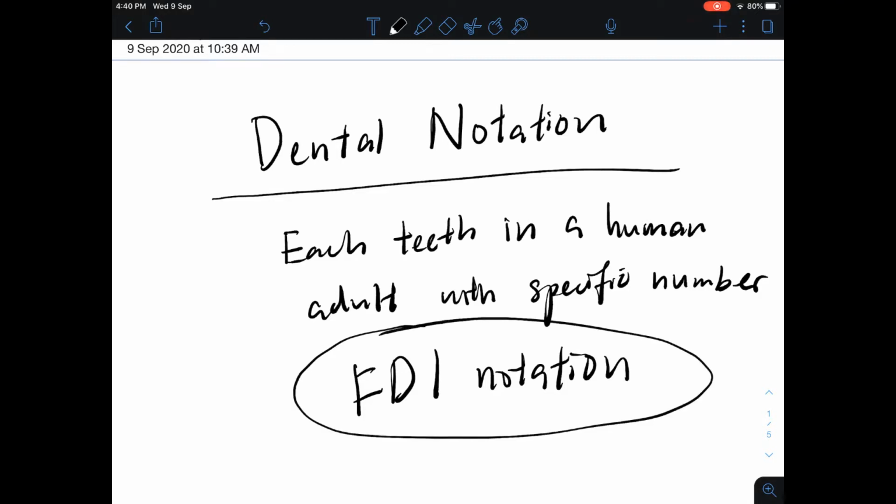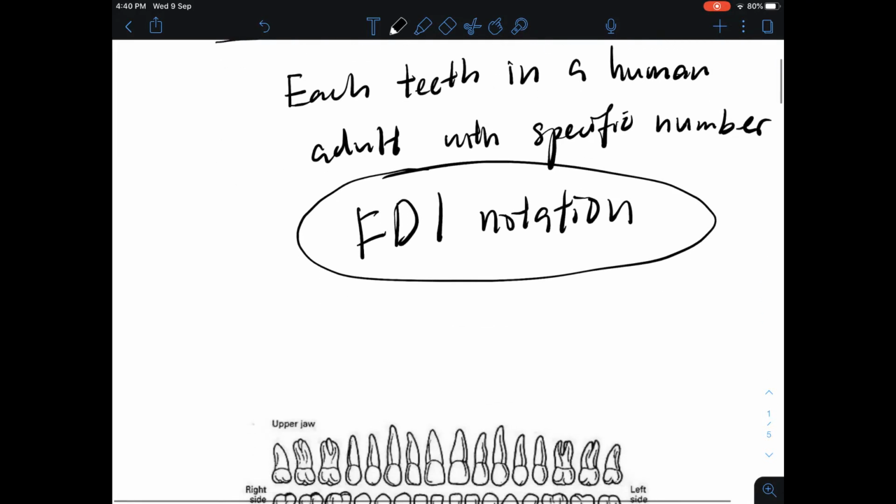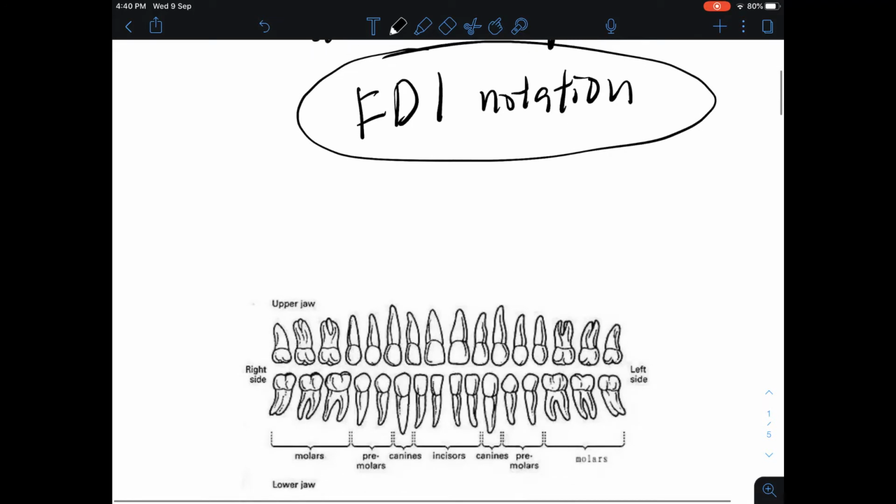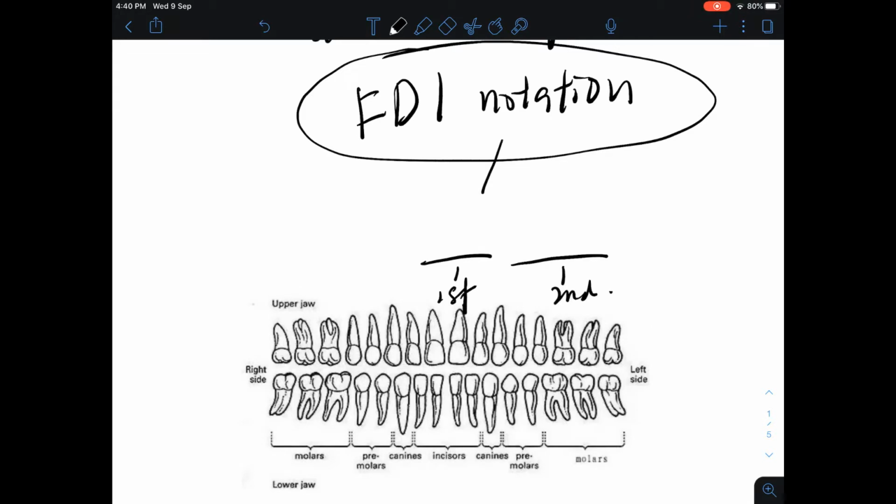The FDI notation is used by the International Standards Organization Designation System, the ISO, by the World Health Organization and also most dentists in the world. So, move on to the FDI notation. The FDI notation is generally composed of two digits, the first digit and the second digit. So the first digit is the location of the tooth.